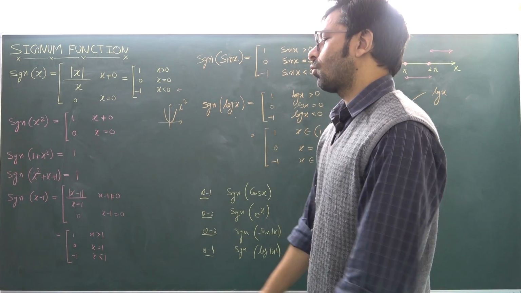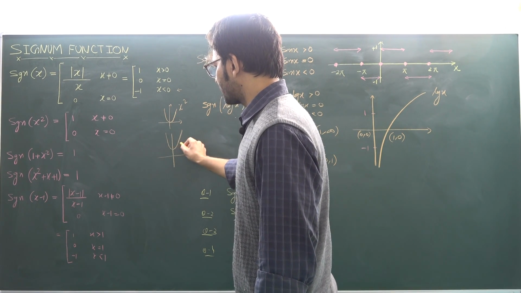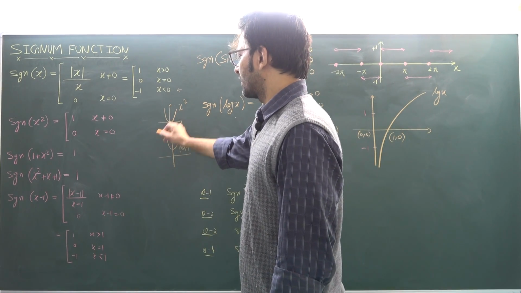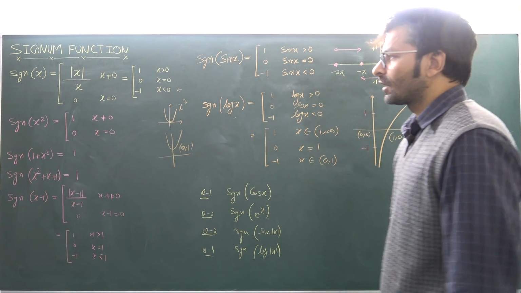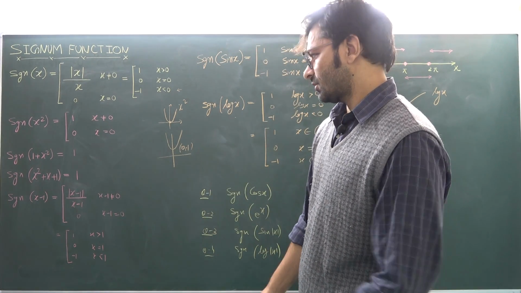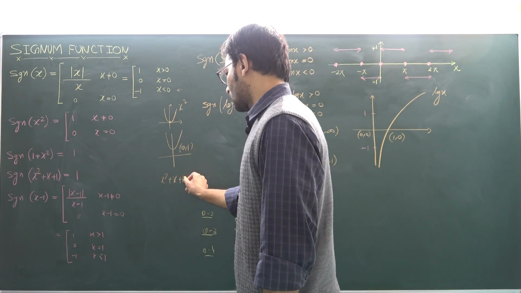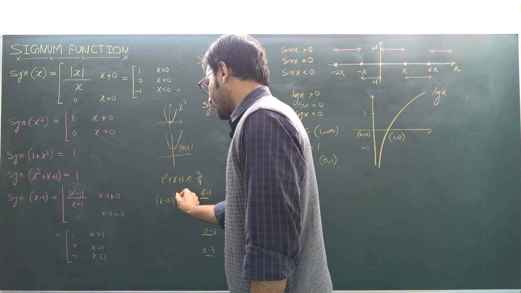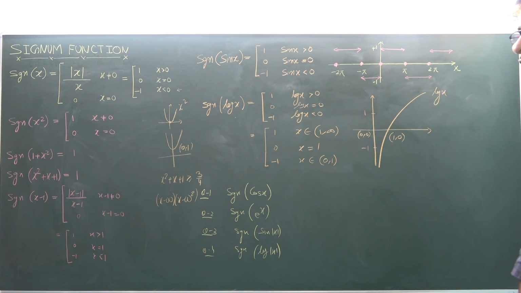Suppose Signum of 1 plus x square. The minimum value of this function is 1, which means this value is always positive. So Signum of 1 plus x square is 1. Likewise, Signum of x square plus x plus 1, it's a very beautiful expression. x square plus x plus 1 is greater than or equal to 3 by 4, and the roots are omega and omega square, which means again this value is constant and 1.